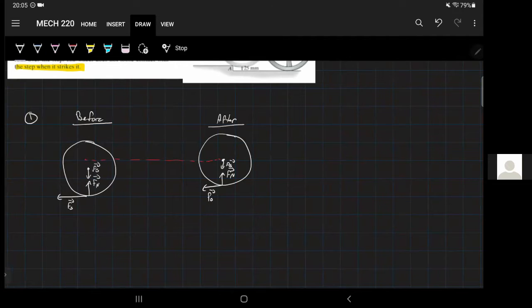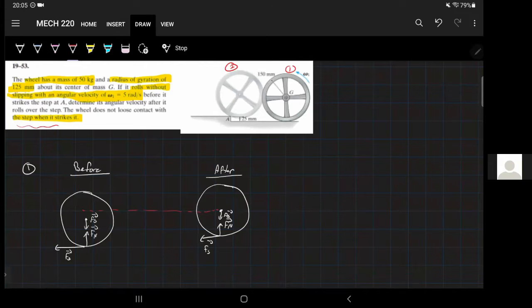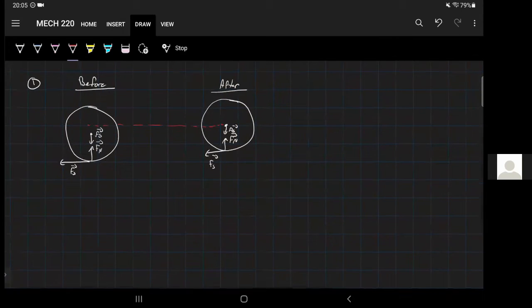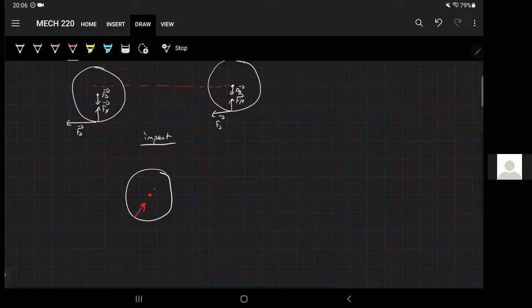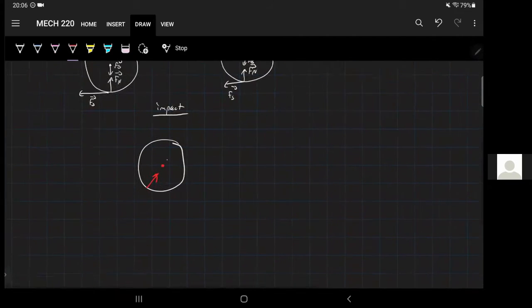And another thing to notice is that since there's no slipping when it strikes the step, we can assume that the normal force is always acting radially inside this thing. So let's say I have the circle here, during impact. I have my circle. During impact, the force will always be towards the center of mass. That's the centroid of your shape, or your center of mass.